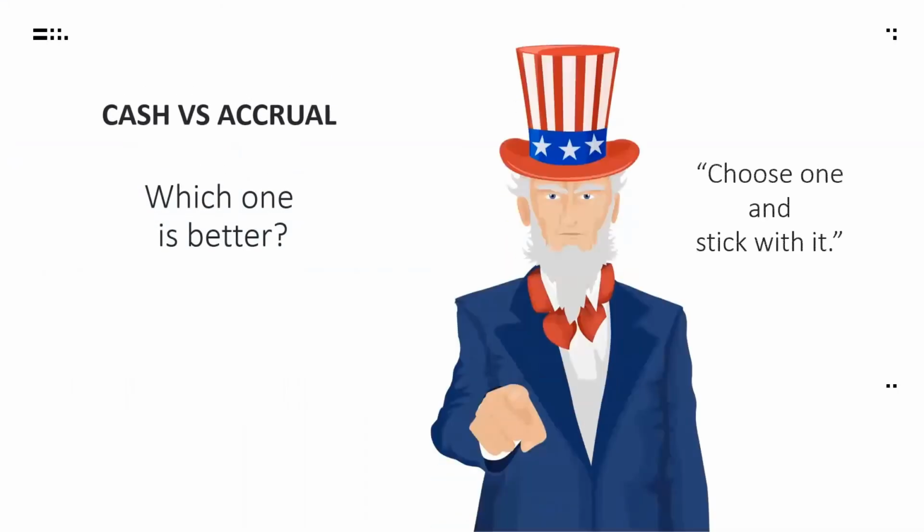Cash versus accrual. Which one is better for you? There are pros and cons to each, but Uncle Sam says you must pick one and stick with it. A key advantage of the cash method is its simplicity. It only accounts for cash paid or received. Meanwhile, a key advantage of the accrual method is that it includes accounts receivable and accounts payable, which gives a more accurate picture of the profitability of a company.